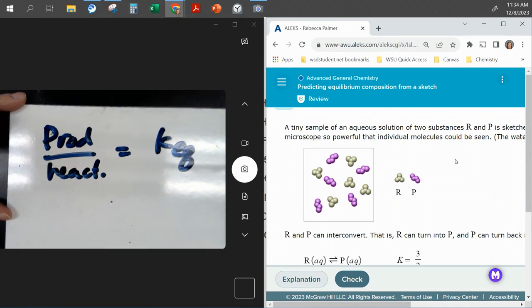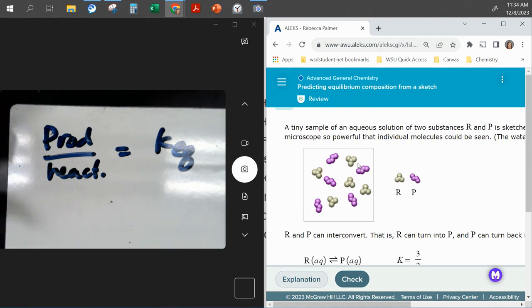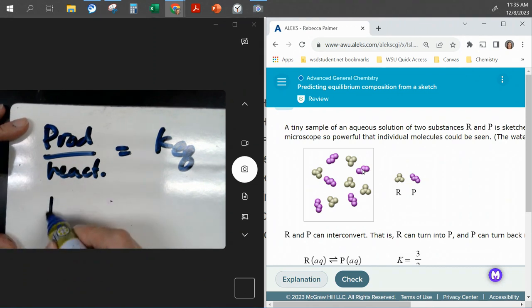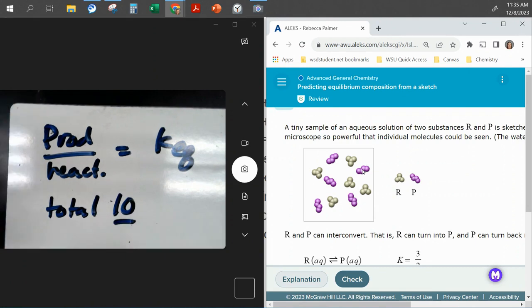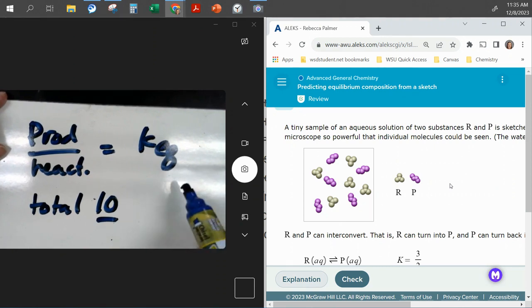Okay, and we have this picture. So we have a total of 1, 2, 3, 4, 5, 6, 7, 8, 9, 10 molecules. So keep that in mind. Total 10. So we can't change the number of molecules. We're locked into having 10. And so products over reactants. This one we would have product pink over yellow.